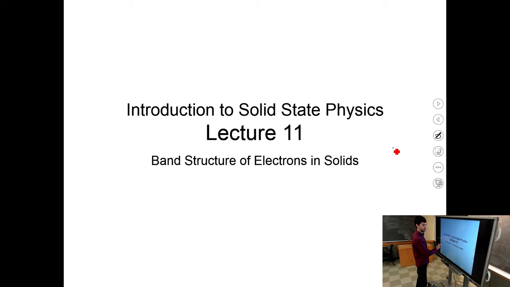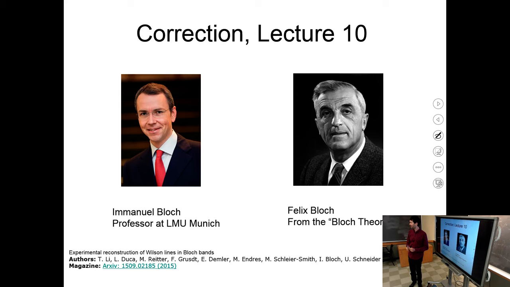But first, I need to issue a correction with respect to last lecture. We were talking about Bloch theorem and nearly free electron model, and I said that it was Immanuel Bloch who figured it out in 1929 or something, that if you have a periodic potential, then your solutions are these Bloch wave functions, which look a little bit like plane waves, but have this periodic U component to them, right? So I was wrong. It was not Immanuel Bloch. It was actually Felix Bloch.